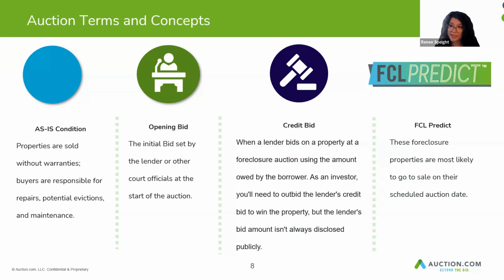Now, Foreclosure Predict, this FCL Predict, it helps you identify foreclosure properties most likely to go to auction on their scheduled date, making it easier to find your next deal. We built this tool using years of experience, advanced data science, and machine learning algorithms to highlight the properties that are more likely to reach auction. So look out for this and the hot badge on properties marked by Foreclosure Predict on the properties detail page. The hot badge opportunities have a potential to have a higher return than similar properties.